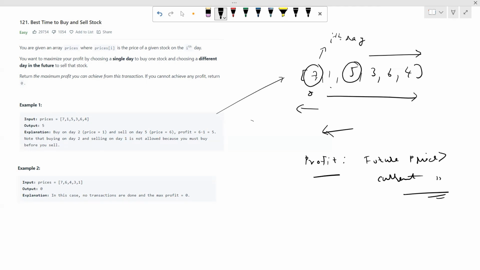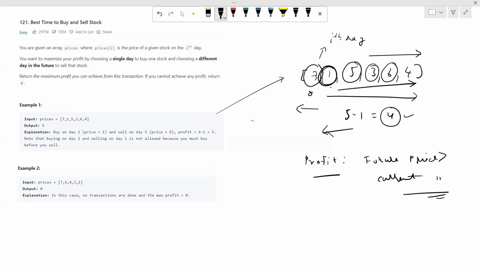Let's say we buy the stock on this day, where the element is 1. So we can choose to sell the stock only on the following days, which are 5, 3, 6, 4. Out of this, let's say we sell the stock on this day, so our profit will be 5 minus 1, which is equal to 4. If we sell on this day, the profit will be 3 minus 1, 2, but 2 is still less than 4. So our maximum profit is still 4.